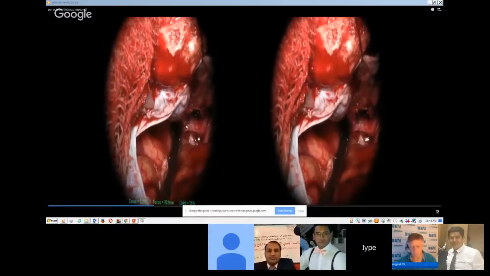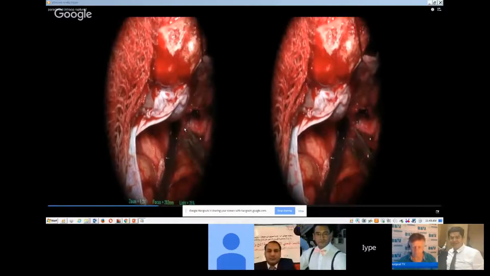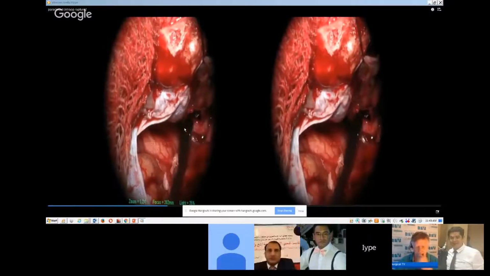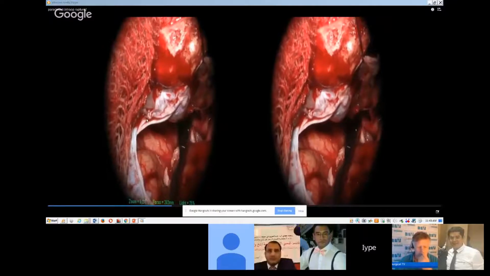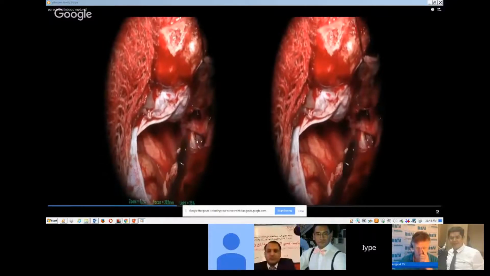We drilled away the anterior clinoid. The last part of the optic strut is not good to be drilled. It is always good to remove it with a small forceps. And now that is the carotid. That is the aneurysm.